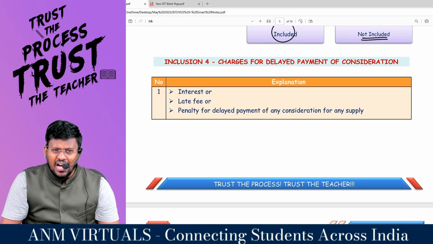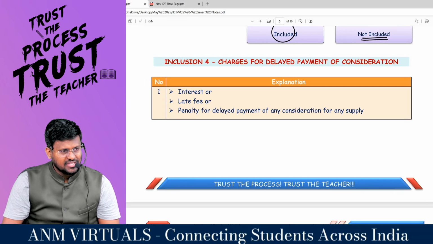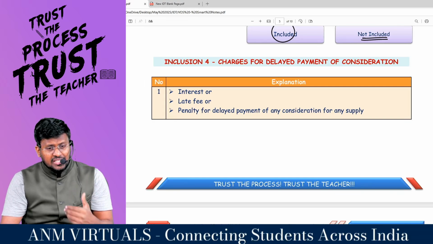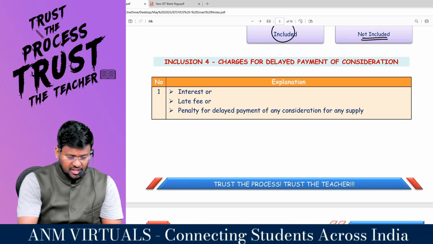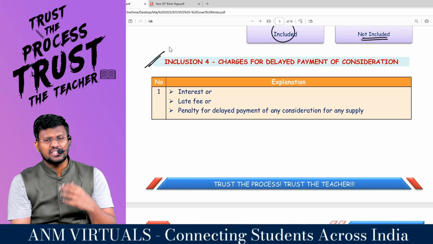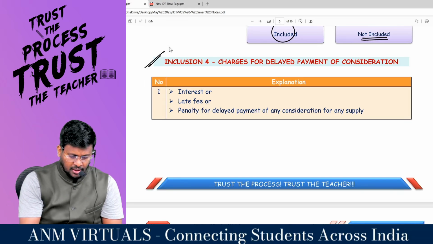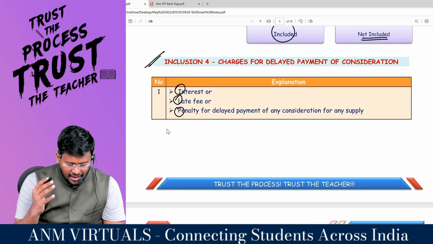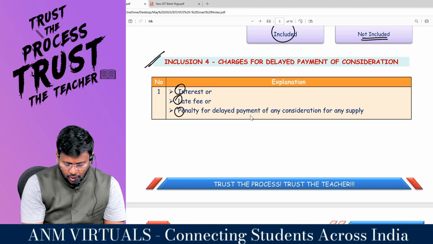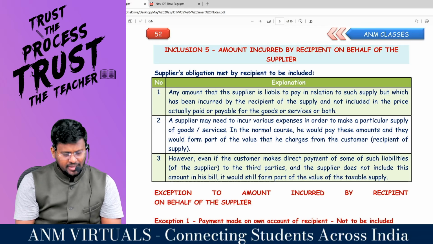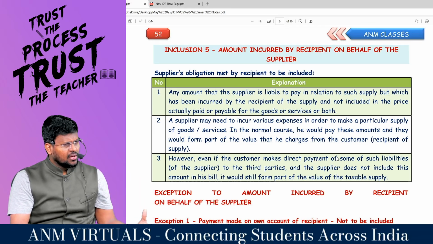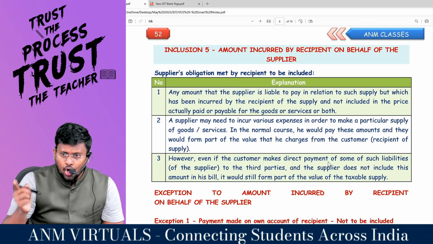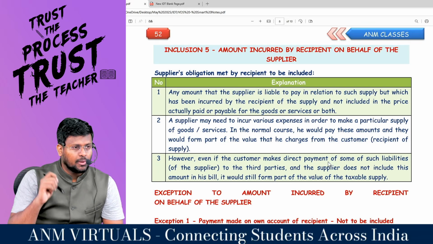That means all taxes other than GST should be included. And ISCA: I stands for incidental expenses, S stands for subsidy other than government subsidy, C stands for charges collected for delayed payment of consideration. That's what inclusion number 4. Charges collected for delayed payment of consideration. We know that IPL: I stands for interest, P stands for penalty, and L stands for late fee for delayed payment of any consideration. Right, sir? Should be included in the value of supply. Sir, this time of supply only we have discussed in 12.6 or 13.6 as the case may be. Are you able to recall?